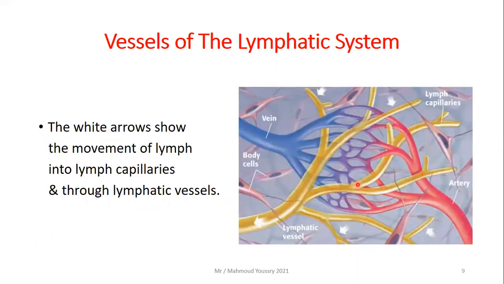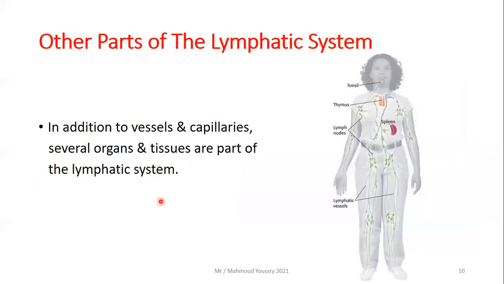Can you see this image right here? Do you remember the blood vessels? The ones that are shown in red are the arteries. The ones that are shown in blue are veins, and in between are the blood capillaries. But can you see these yellow vessels? These are the lymphatic vessels and the lymph capillaries. Can you see the white arrows right here? Yes, the white arrows show the movement of lymph, the fluid itself, into lymph capillaries and through the lymphatic vessels.